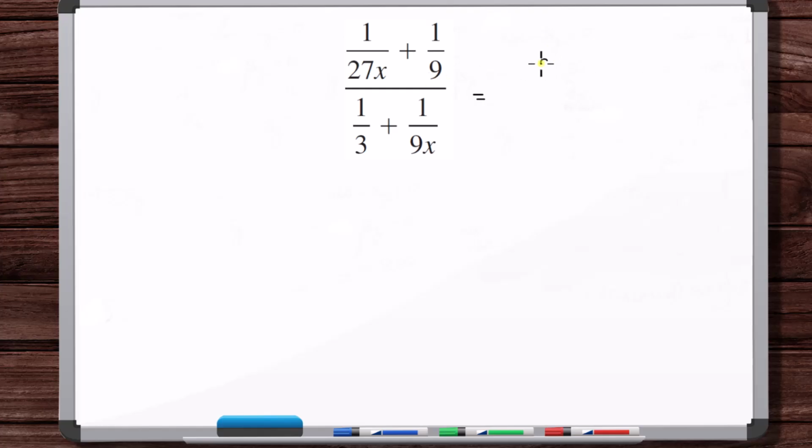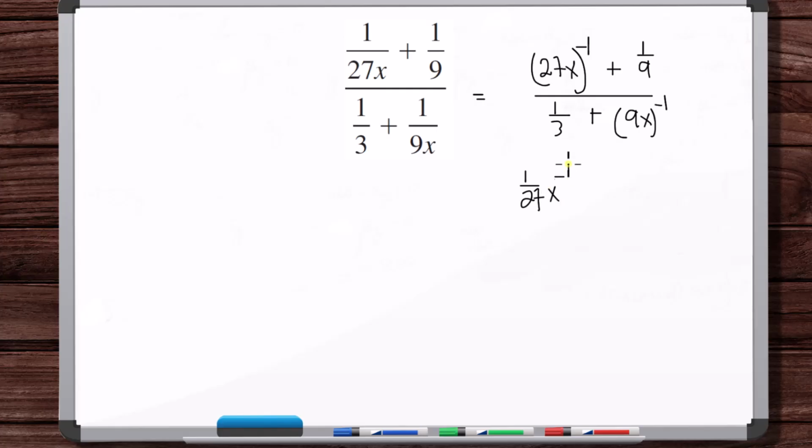This is 27x to the minus 1 plus 1/9, over 1/3 plus 9x to the minus 1. So yes, we only have powers of x, and you could write it as 1 over 27x.